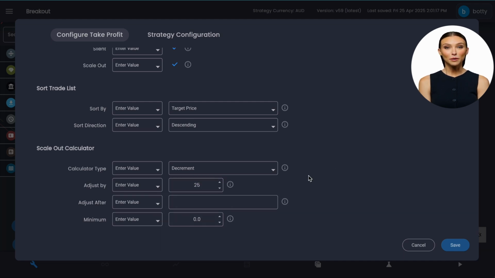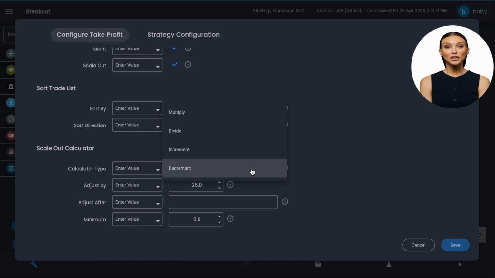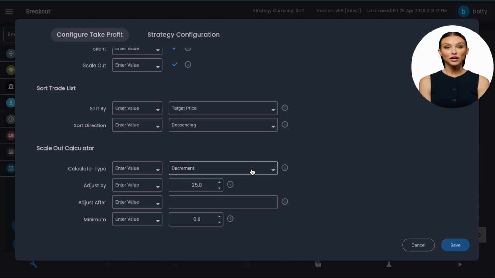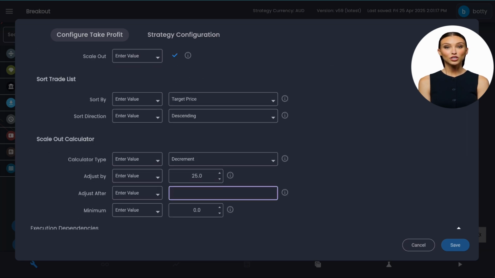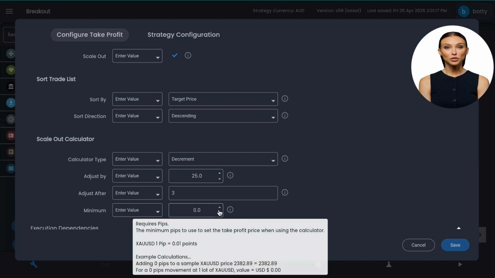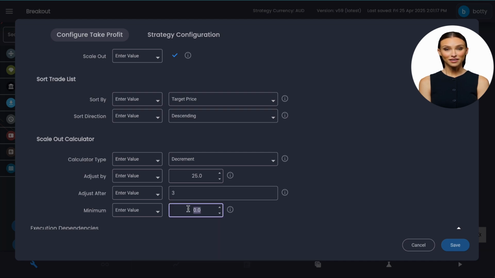The basic arithmetic operations are available for dynamically recalculating the next take profit. For example, the decrement operation will subtract the number of pips entered in the adjust by field from the number of take profit pips that were set for the previous trade in the list. The adjust after field determines the number of trades in the sorted list between each recalculation of a take profit. The minimum field allows a minimum take profit pips to be set that will override the calculated take profit if the number of pips is less than the minimum.